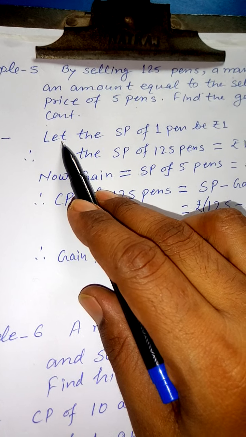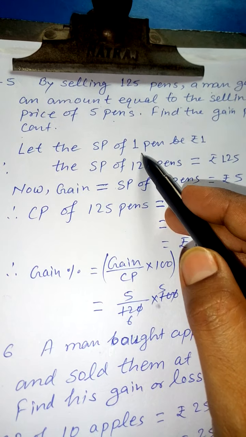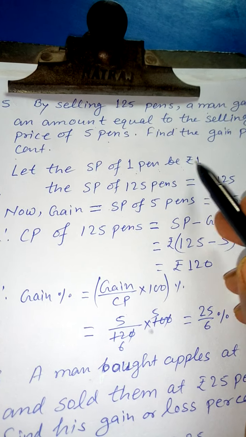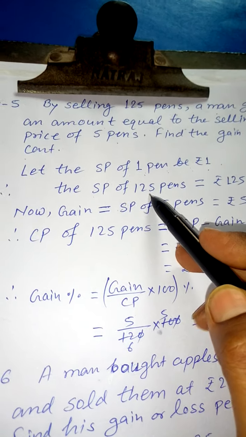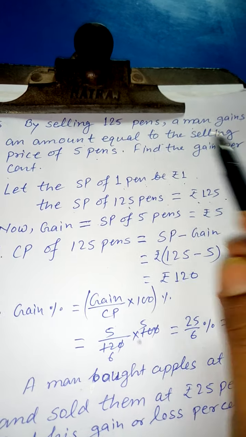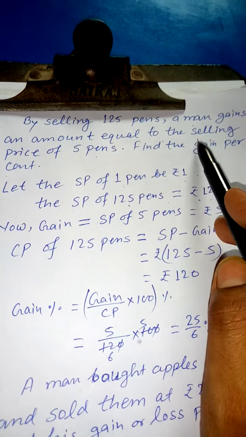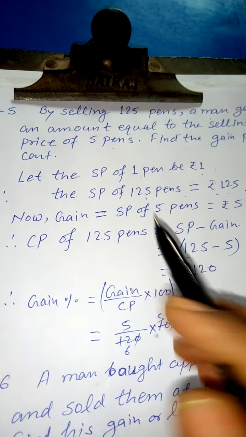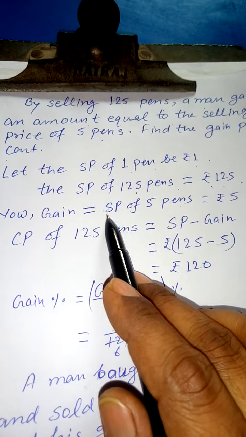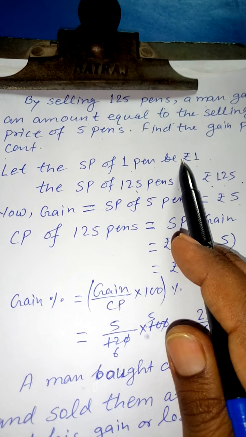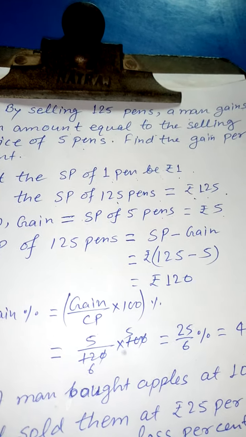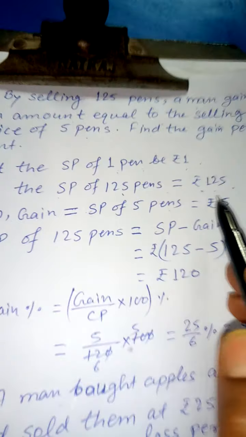First we consider, let the selling price of 1 pen be rupees 1. Therefore the selling price of 125 pens equals rupees 125. And here it is written he gains the selling price of 5 pens. So gain equals selling price of 5 pens, and selling price of 5 pens equals 5 rupees, because the selling price of 1 pen is 1 rupee. Therefore the gain is 5.